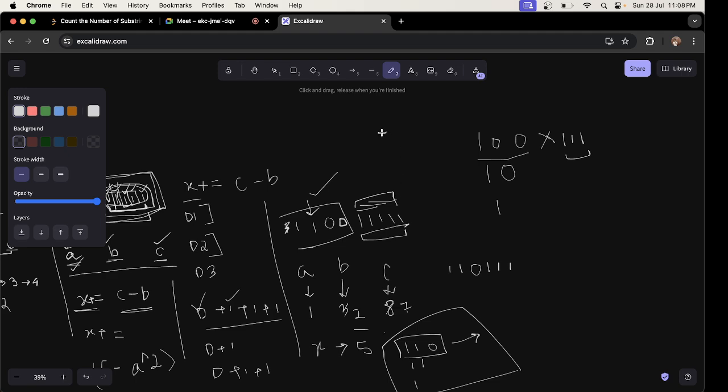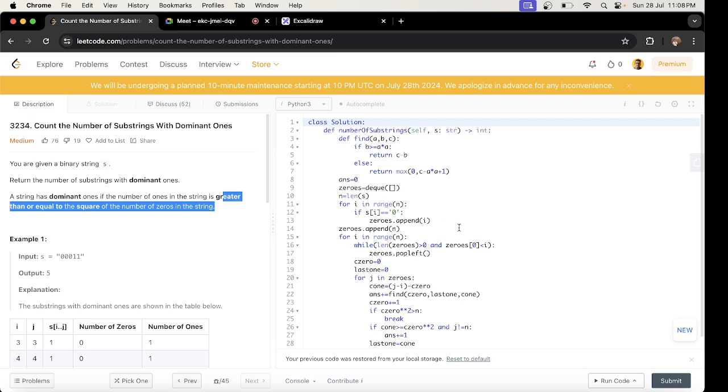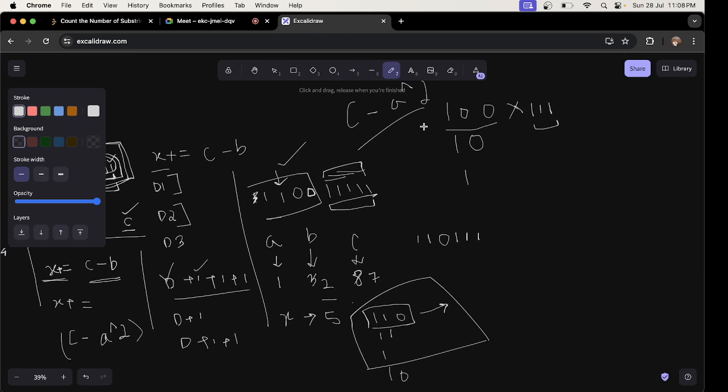So it will be c minus a square, okay? So this is basically the algorithm. So let me go to the code once, okay? Anish: Can you repeat the last one, like the C minus A square ones?